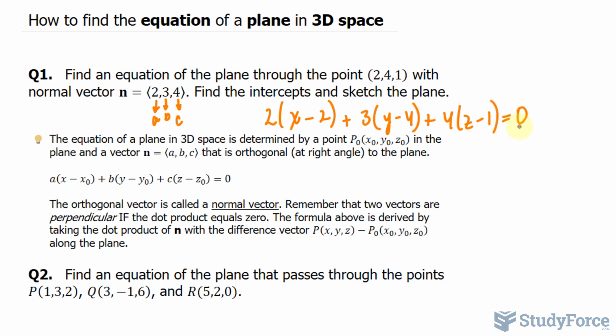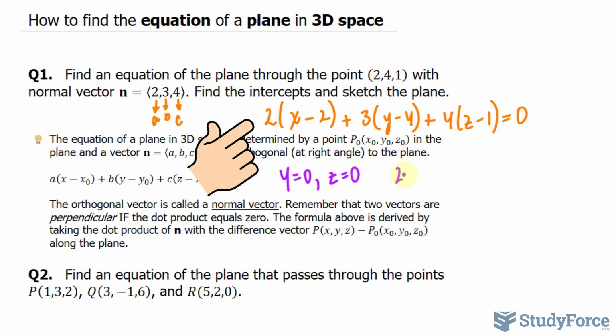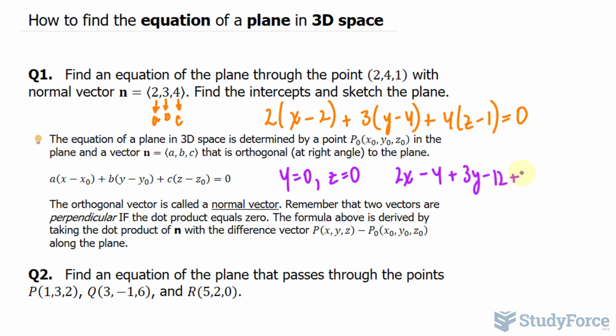Now of course we can expand this, and that will probably help us with the next part where we have to find the intercepts. You can find the x, y, and z intercepts of a plane by, let's say if we want the x-intercept, we set y is equal to 0 and z is equal to 0. So if I expand this, I should end up with 2x minus 4 plus 3y minus 12 plus 4z minus 4. I will combine these three terms. Minus 4 minus 4 minus 12 is minus 20. So I have 2x plus 3y plus 4z minus 20, and I'll bring that over. We end up with equals to 20.